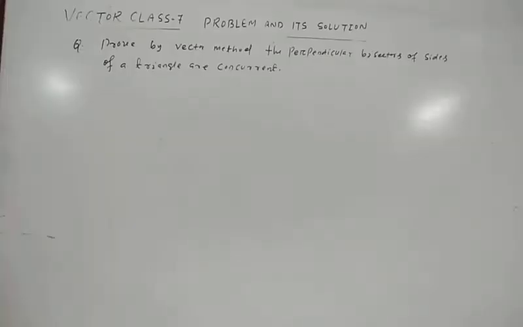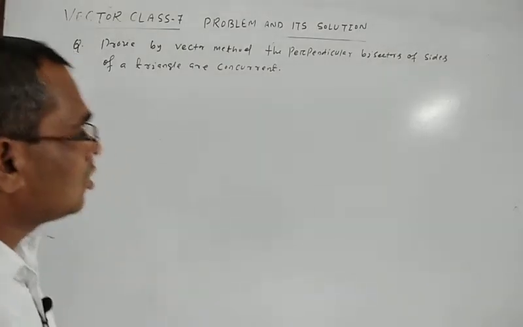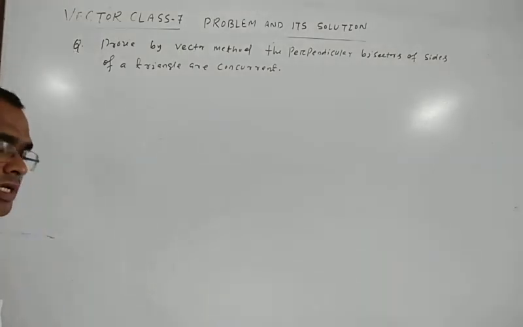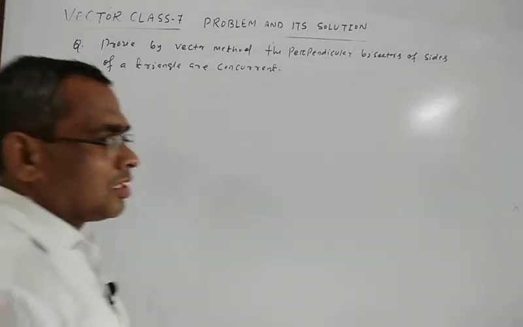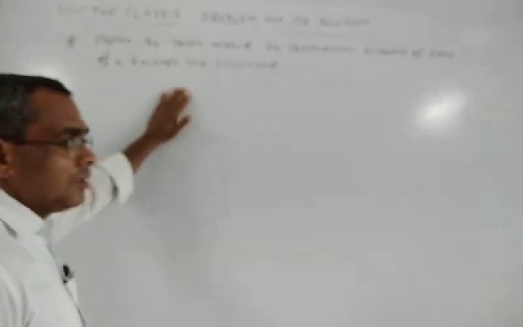Prove by vector method that the perpendicular bisectors of the sides of a triangle are concurrent. You know the point where the perpendicular bisectors of the sides of a triangle meet is known as the circumcenter. We already proved this in first year coordinate geometry by the analytical method, but here we prove it by the vector method.